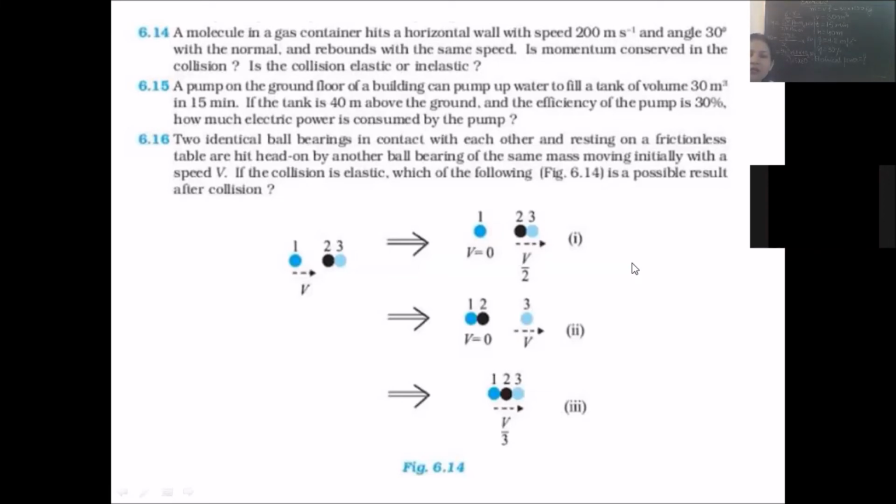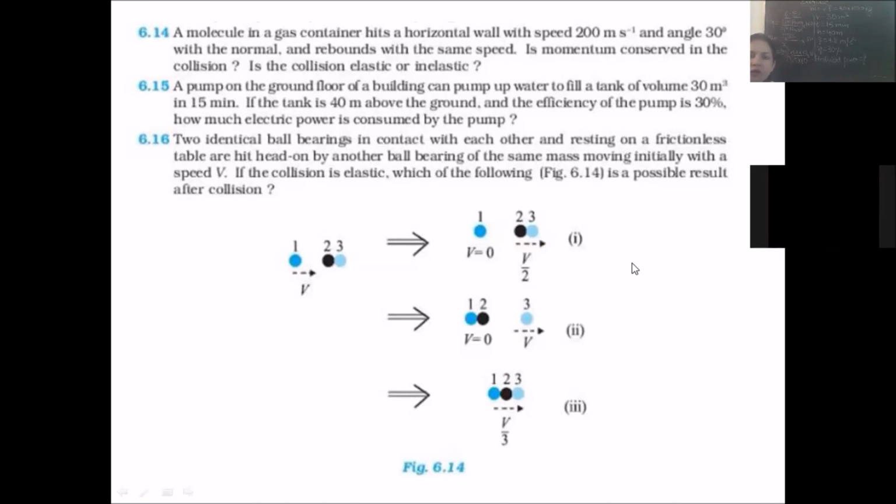They are saying it may be possible that the first ball comes to rest, v is 0 now, and the second and third balls move with half the velocity of the initial ball, v by 2. The second possibility is that the first and second balls come to rest, and the third ball starts moving with a velocity v only. The third possibility is that all three balls move with 1/3 of the initial velocity of the first ball. So we have to find out in which case is the feasibility, which will be the possible outcome.